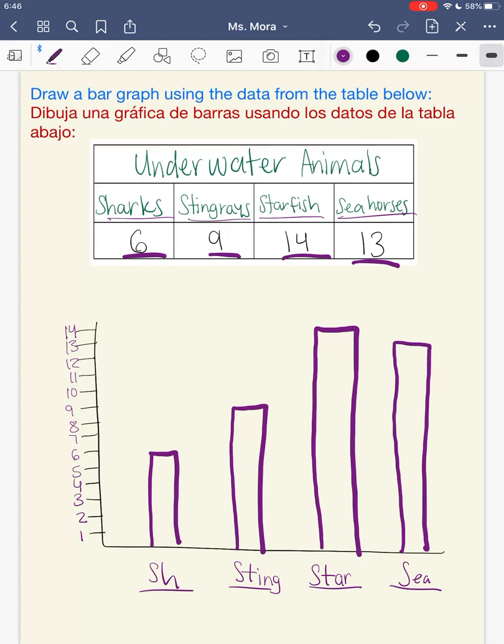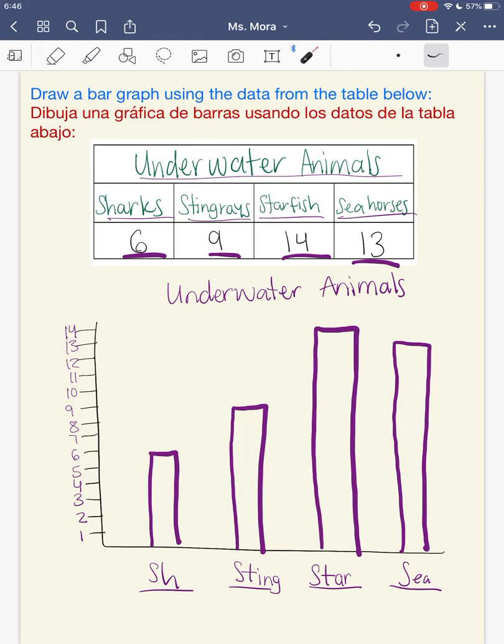Okay, and then, not going to forget this time, my title, underwater animals, so I'm going to write that here too. Underwater animals. And that's it. Okay, and let's just check our work real quick.